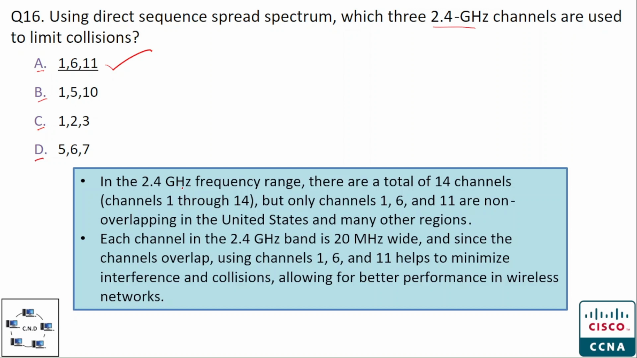In the 2.4 GHz frequency range, there are a total of 14 channels, channels 1 through 14, but only channels 1, 6 and 11 are non-overlapping in the United States and many other regions. Each channel in the 2.4 GHz band is 20 MHz wide, and since the channels overlap, using channels 1, 6 and 11 helps to minimize interference and collisions, allowing for better performance in wireless networks.